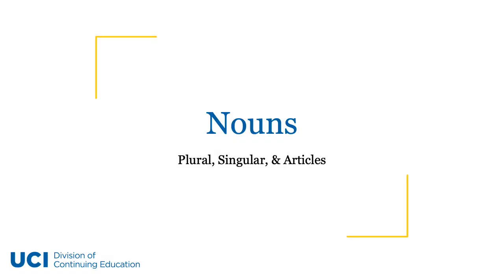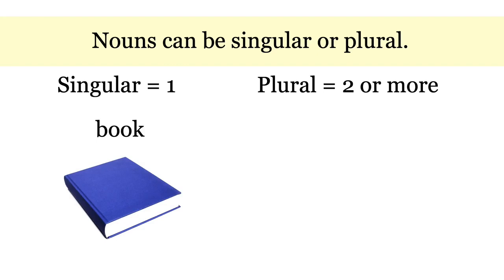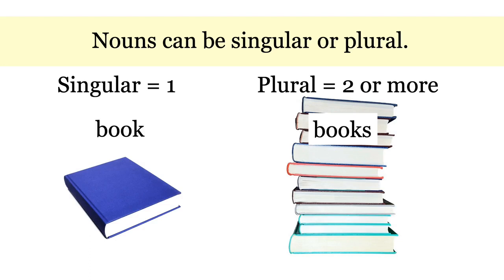Nouns. This lesson is about plural and singular nouns and articles. Nouns can be singular or plural. Singular means one, plural means two or more. So singular is book, and plural is 2 books or 5 books or many books.